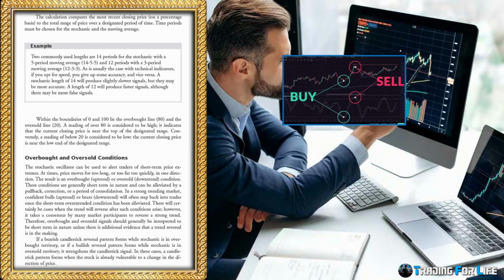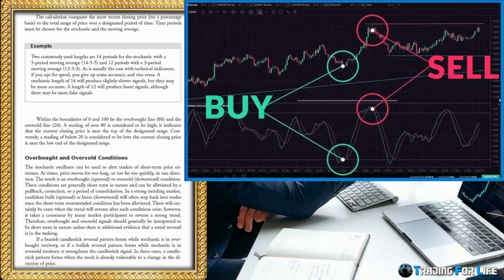Overbought and oversold conditions. The stochastic oscillator can be used to alert traders of short-term price extremes. At times, price moves for too long or too far too quickly in one direction. The result is an overbought (uptrend) or oversold (downtrend) condition. These conditions are generally short-term in nature and can be alleviated by a pullback, correction, or a period of consolidation.